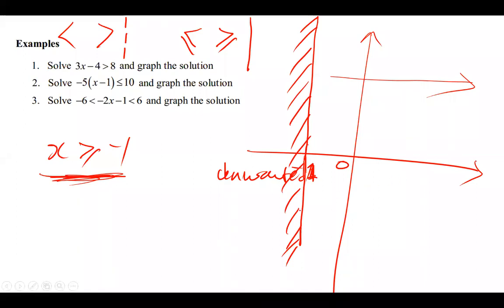That is how you shade. So you only draw a dotted line when you have such symbols, and when you have these symbols, you draw a bold line. All right, so let's quickly move on.